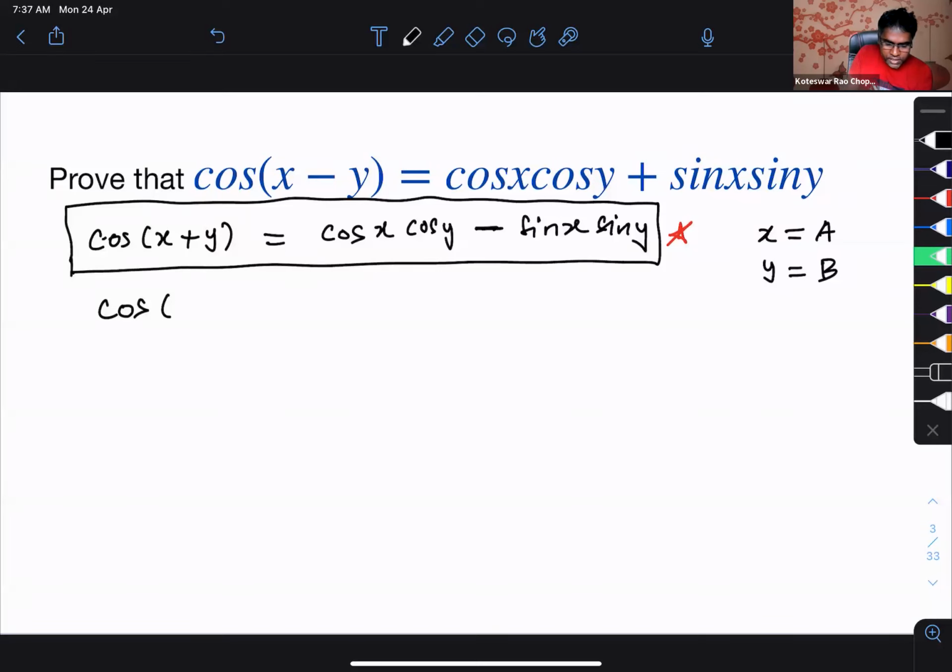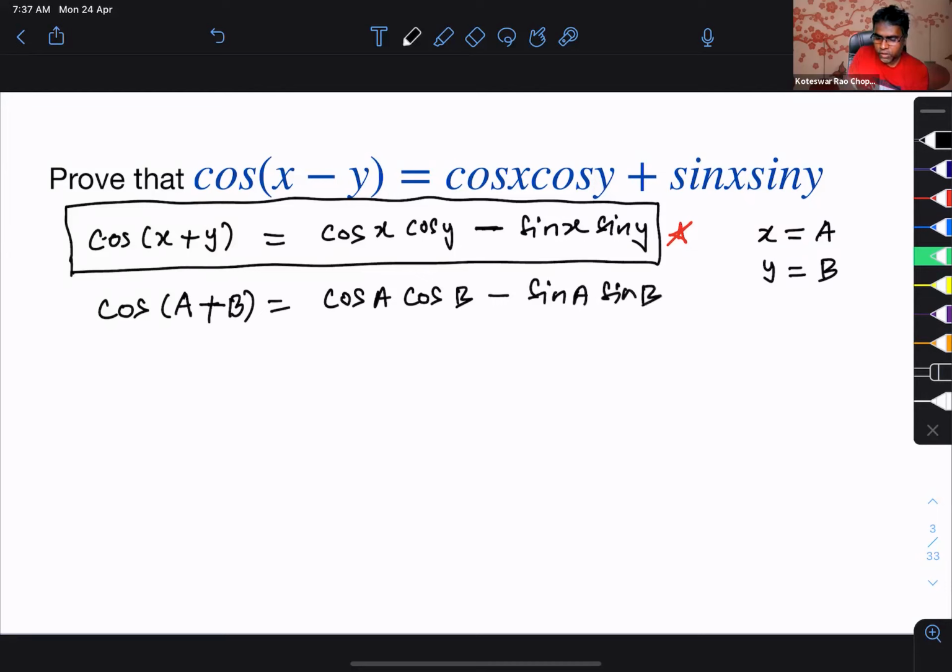So now instead of x, I'm writing a here. So I have cos of a plus b is cos a cos b minus sin a sin b. Now what I want you to do is, I don't want you to look at this anymore. Okay, I want you to look at it, but for the moment, don't worry about this. Okay.